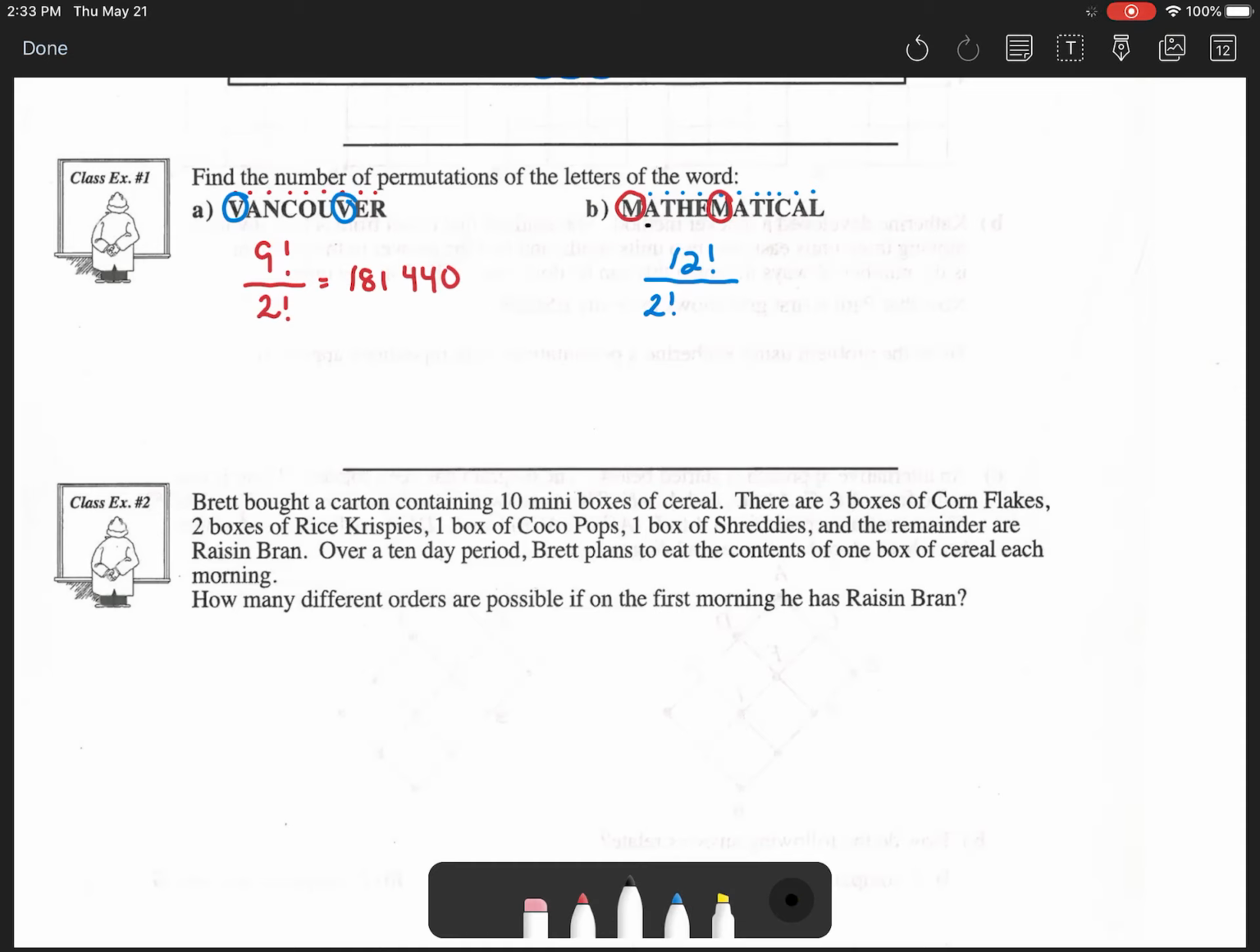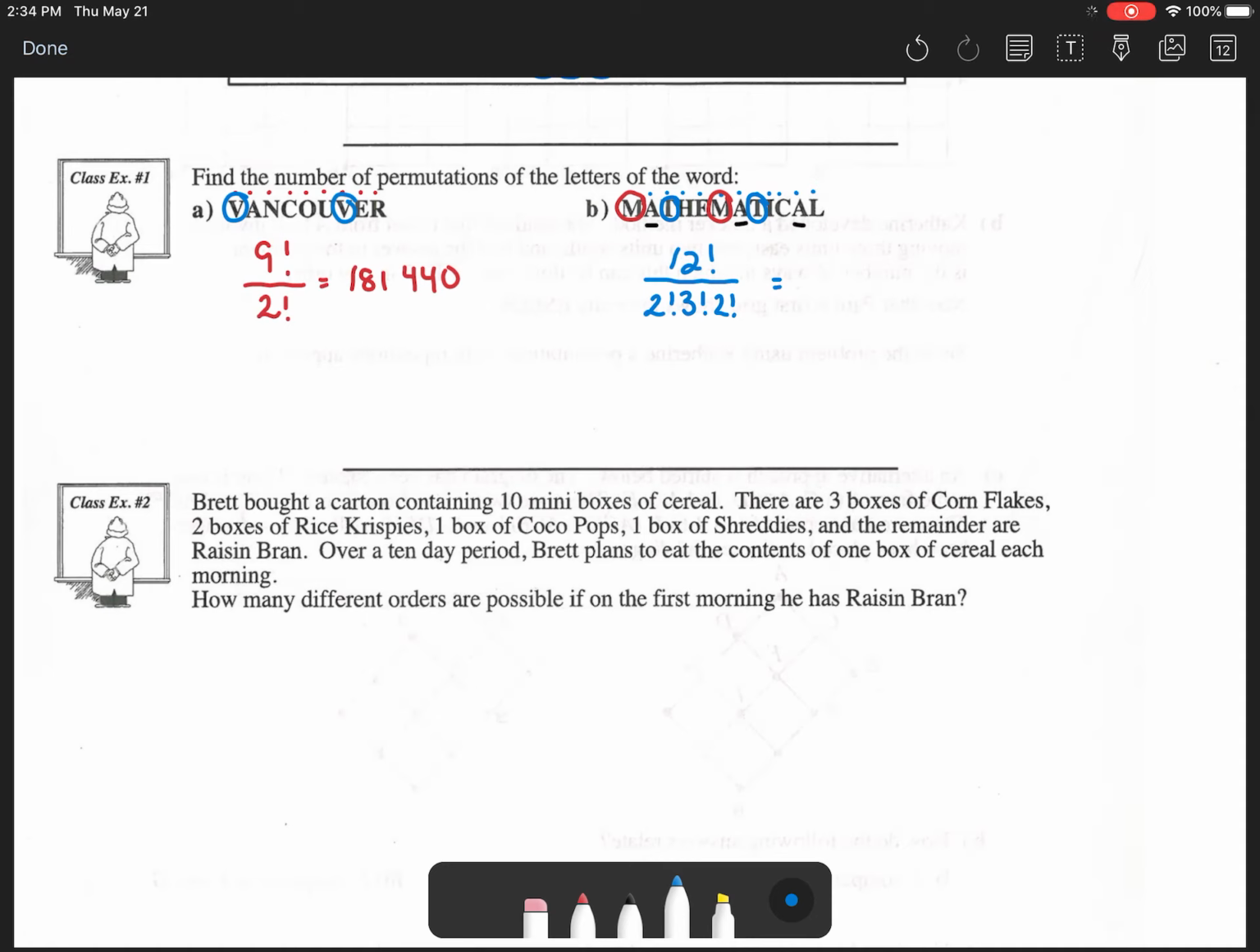That represents the 2 M's. How many A's? I have 1 A, 2 A's, and 3 A's. So I also divide by 3 factorial. And then I also have T's, okay? So you can see I have how many T's here? 1 T, 2 T's, so I also divide by 2 factorial.